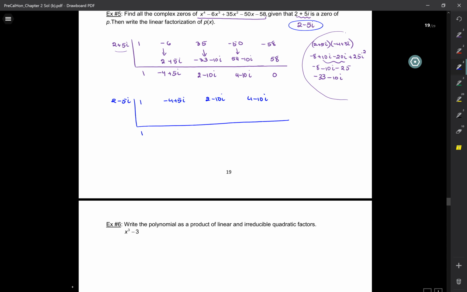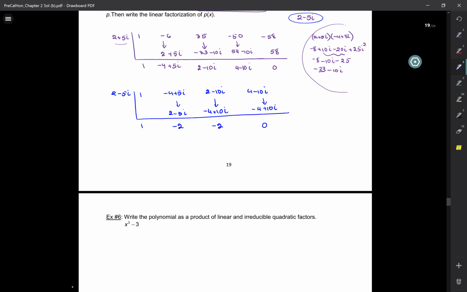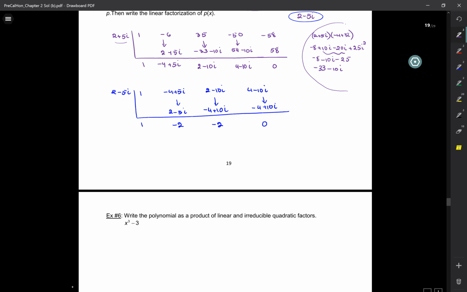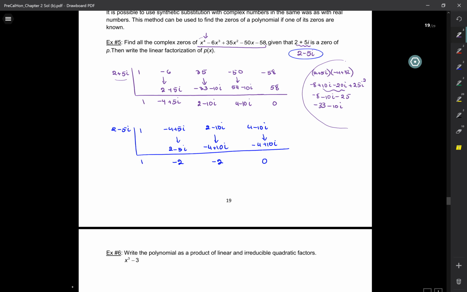1 comes down. 2 minus 5i times 1 is 2 minus 5i. You add, you magically get negative 2. You multiply, we get negative 4 plus 10i. We add, we get negative 2. You multiply, you get negative 4 plus 10i. You add, you get 0. There you have it. So now the depressed polynomial from here, remember we started with x to the 4. We got x cubed, and now we have x squared. So x squared minus 2x minus 2.